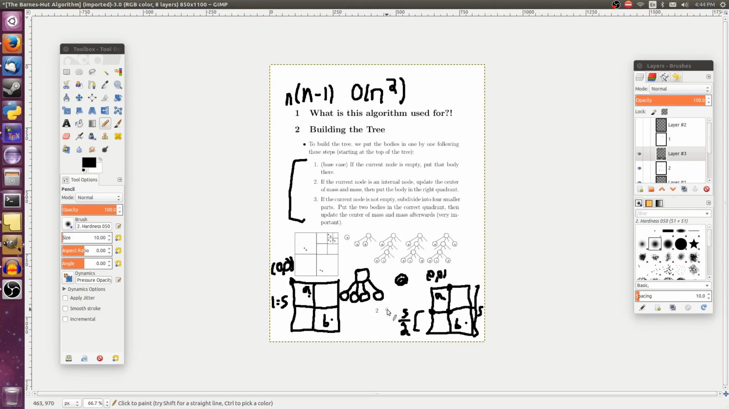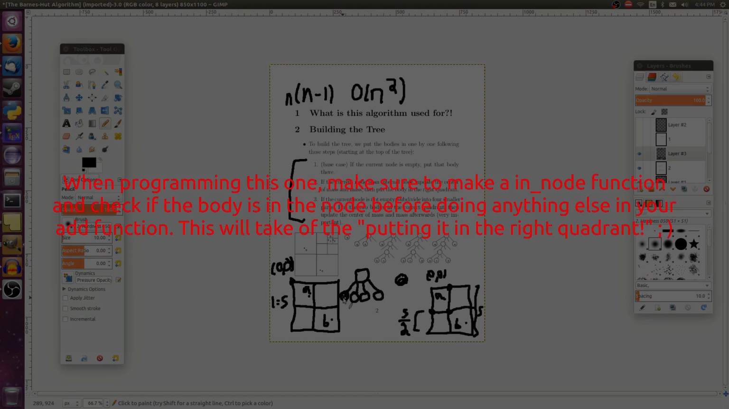And so after we split up into the children, then we have to put the bodies in the right quadrant. So just to make things a little bit simpler, we'll say that the top left node is going to be the first one, top right is going to be the second one, bottom left is going to be the third one, bottom right is going to be the fourth one. So after we subdivide, then we need to put A in the first one and B in the last one.